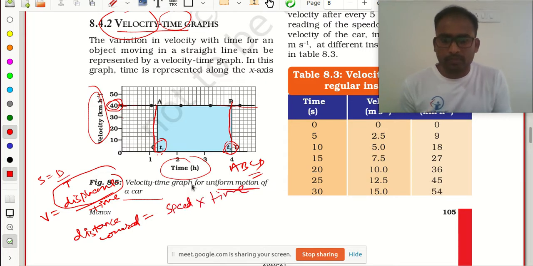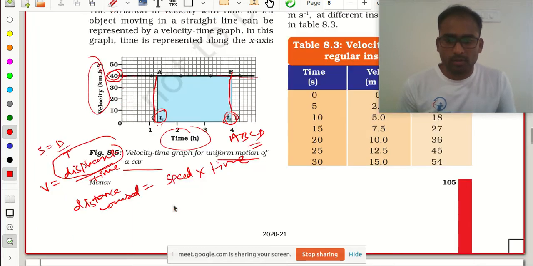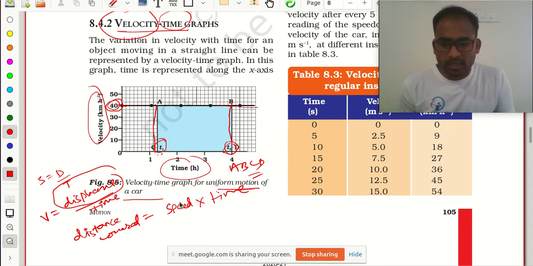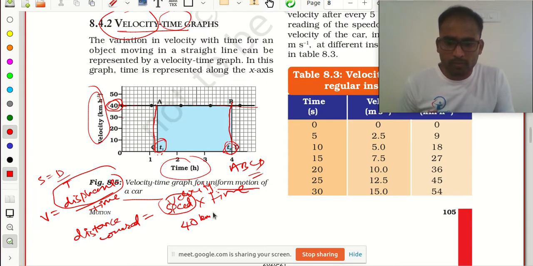Is this right? Understood now? Here I am talking about only magnitude, so instead of speed I can write velocity also. Velocity and speed are equal when I talk about magnitude. So what is the velocity or speed? We have 40 km/h, multiplied with the time. What is the time? Time is from here to here, so T2 minus T1. Understood?